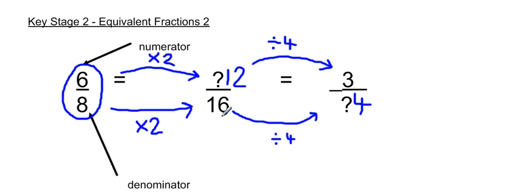We also know that 3/4 is equivalent to 6/8, because if you multiplied the numerator by 2, you would get 6, and if you multiplied the denominator by 2, you would get 8. So 6/8, 12/16, and 3/4 are all equivalent or equal.